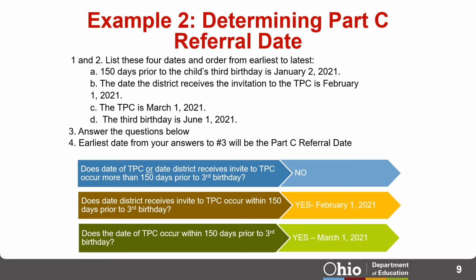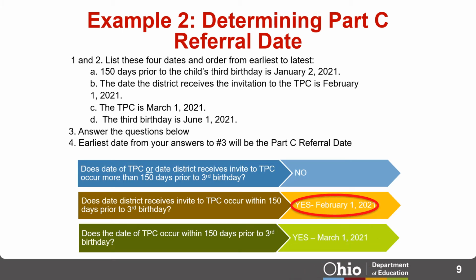Does the transition planning conference or notification from Part C occur more than 150 days prior to the child's 3rd birthday? No. Does the date the Part C representative first notified the school district about the child occur within 150 days prior to the child's 3rd birthday? Yes, February 1st, 2021. Does the date of the transition planning conference occur within 150 days prior to the child's 3rd birthday? Yes, March 1st, 2021.